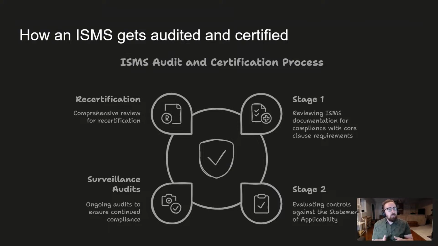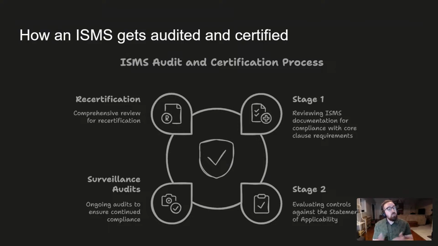Then probably within 6 months to a year after that, you'll be going through your stage 2, and you'll be resolving any previous findings that you had with your documentation failures and all of the controls that are in scope for your statement of applicability. So after you've completed stage 1 and 2 successfully, you will be officially certified with an ISO 27001 certificate.